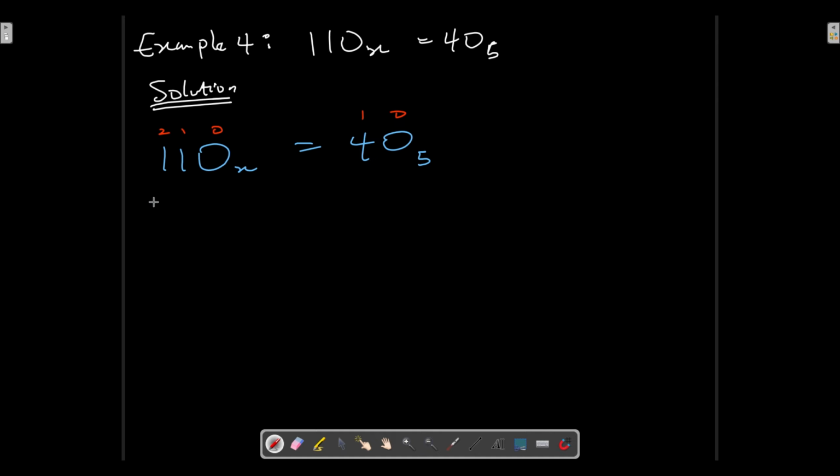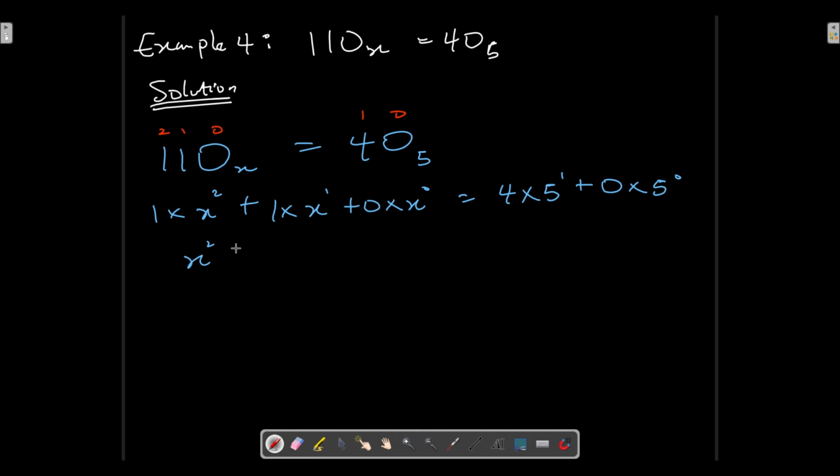Let's expand that. We have 1 times x raised to power 2 plus 1 times x raised to power 1 plus 0 times x raised to power 0 is equal to 4 times 5 raised to power 1 plus 0 times 5 raised to power 0. This becomes x squared plus x plus 0, obviously, anything multiplied by 0 is 0, is equal to 4 times 5, which is 20 plus 0. So that is inconsequential. Now we have something that looks like a quadratic equation.